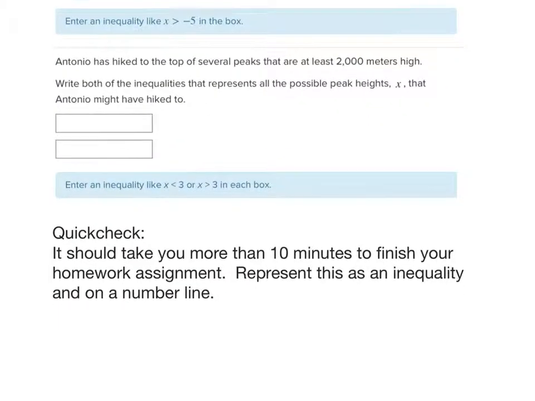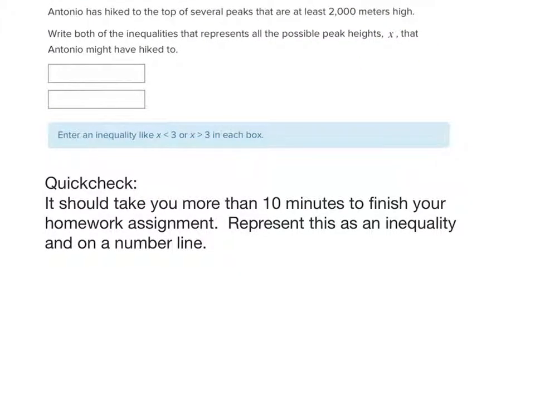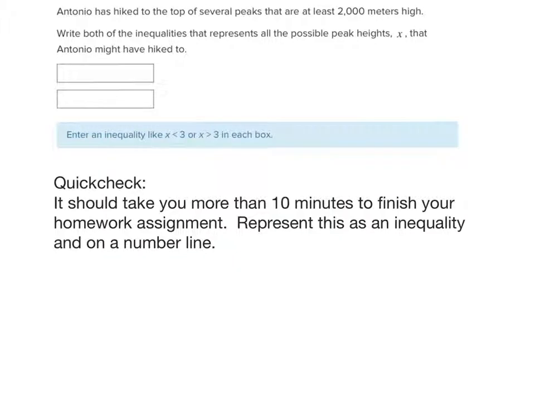Last example, and then you can start your quick check. Antonio's hiked to the top of several peaks that are at least 2,000 meters high. At least. That means that they could be 2,000 meters or more. Write both of the inequalities that represent all the possible peak heights x that Antonio might have hiked to. So x is greater than or equal to 2,000, and 2,000 is less than or equal to x.